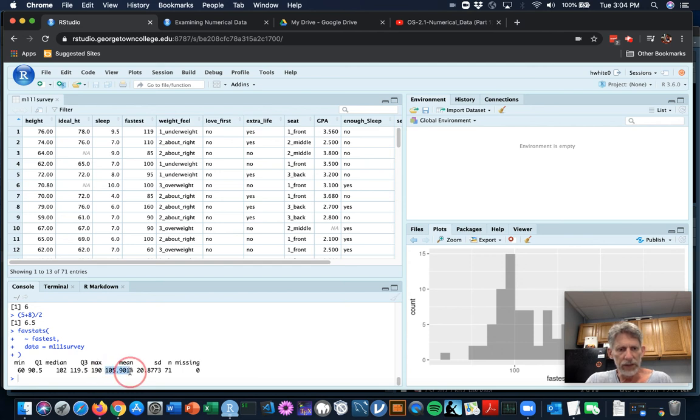They also gave the mean and the standard deviation, how many people were involved in computing those numbers, and did anybody not report their fastest speed. There's a zero there, so there was no data missing. It was actually 71 numbers all the way through.